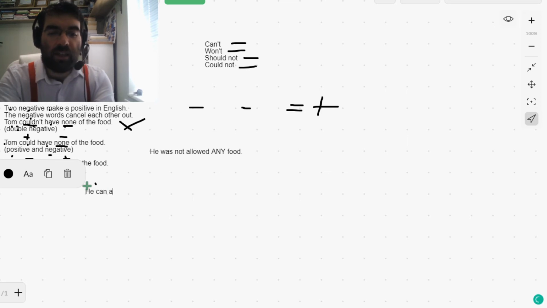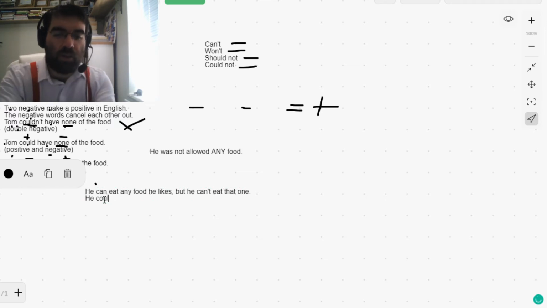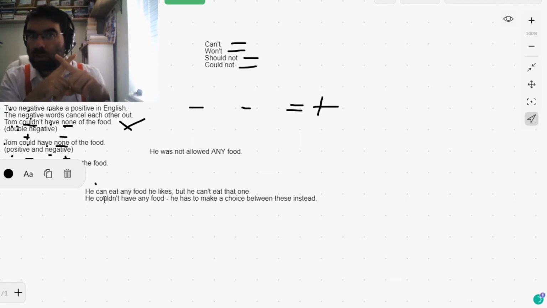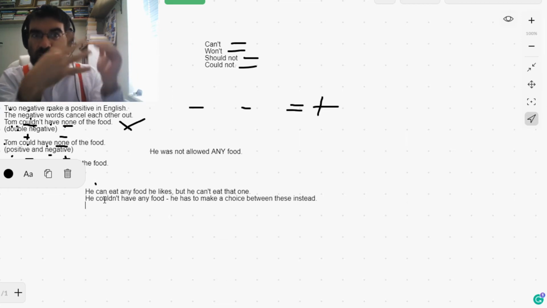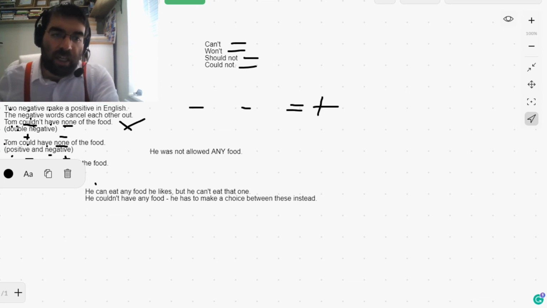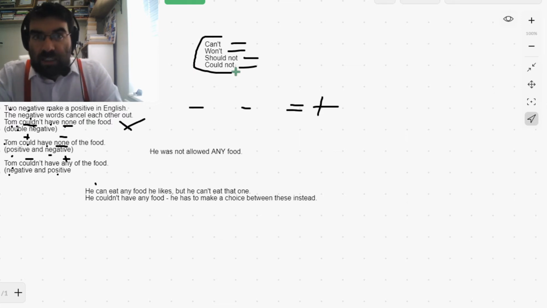He can eat any food he likes, but he can't eat that one. What's the sentence? He couldn't have any food. He has to make a choice between these instead. He could not have any food. Instead, he has a choice of these things, maybe 4 instead of, say, 10. So it's a choice. So you want to be careful using these kinds of modal verbs when making sentences.